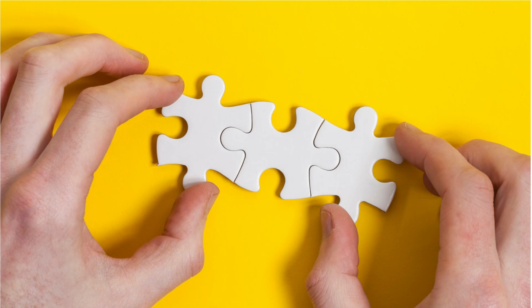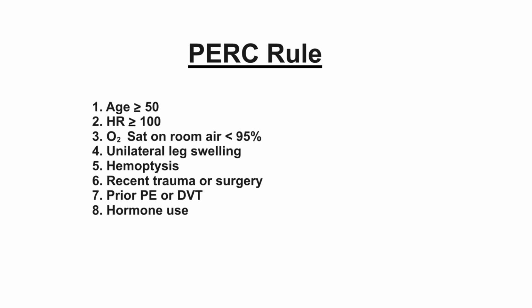So what are the different pieces of the PERC rule puzzle? Age greater than or equal to 50, heart rate greater than or equal to 100, O2 saturation on room air less than 95%, unilateral leg swelling, hemoptysis, recent trauma or surgery, prior PE or DVT, or hormone use.